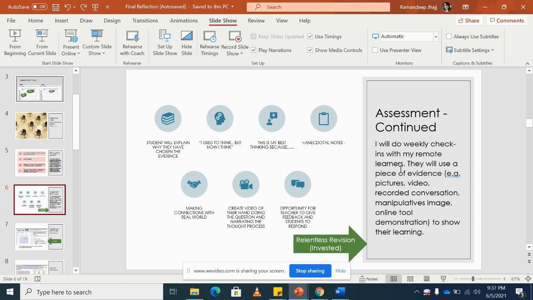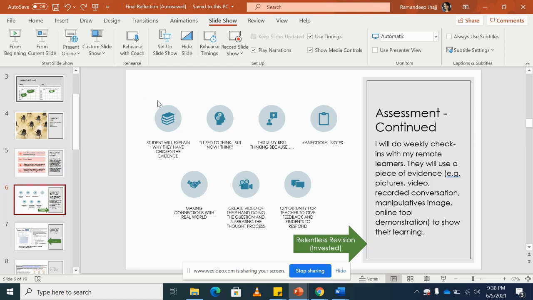So this correlates with what I have learned in the seminar about relentless revision. So students will be invested in their learning. Whatever feedback I provide them on their portfolio, they will have a chance to add the feedback to the portfolio, because they will be working on the portfolio from the start of the unit. So they will have my feedback, and then they are going to submit the portfolio at the end of the unit. They will have a chance to make revisions and add my feedback to the portfolio before I do the summative assessment at the end of the unit.